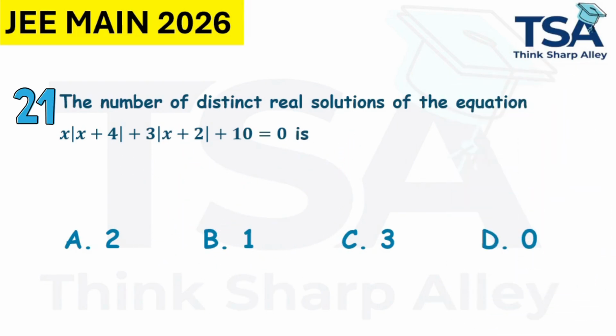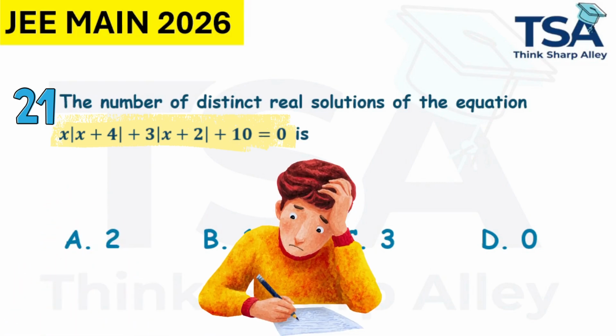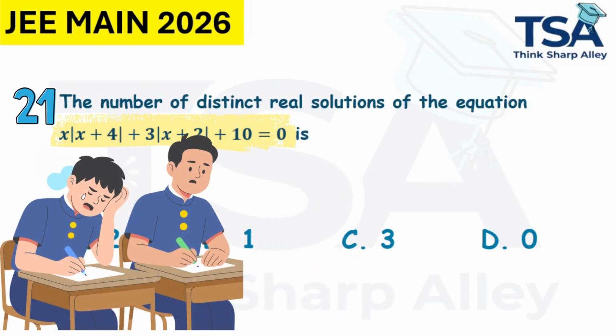Now look at question 21 on your screen. We have a multimodulus equation: x modulus x plus 4, plus 3 modulus x plus 2, plus 10 equal to 0. When the average student looks at this, they immediately prepare for a long, tedious, page-turning case split across 3 intervals. They start factoring multiple quadratics, tracing out massive inequality zones, and easily burn 3 to 4 minutes of raw exam time. So let's step back, look at the systematic structure of the problem, and filter out the noise before we touch our scratch pads.